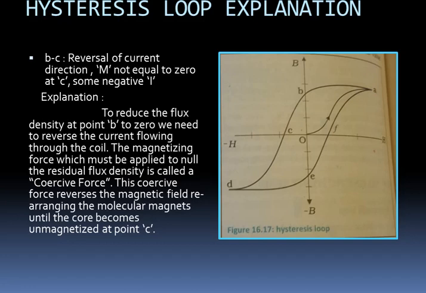Now, in order to understand it, please look at the diagram. At point C on the curve, the value of flux density B along the y-axis becomes 0, whereas magnetizing current I corresponding to magnetizing force H has some value along the negative x-axis, and this value of current is represented by point C on the curve.